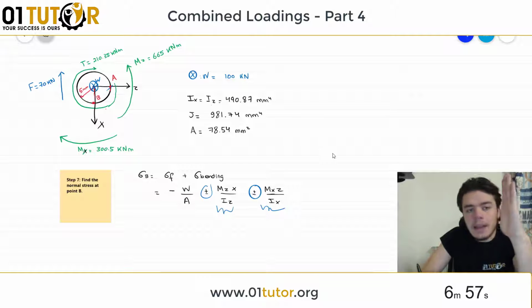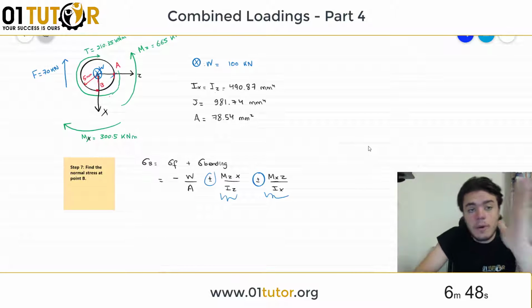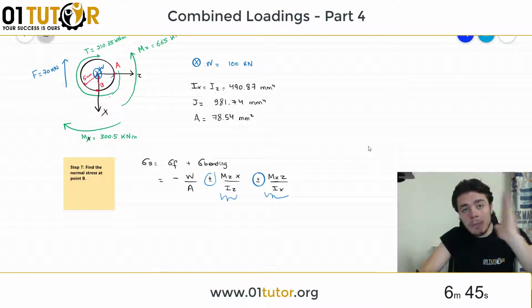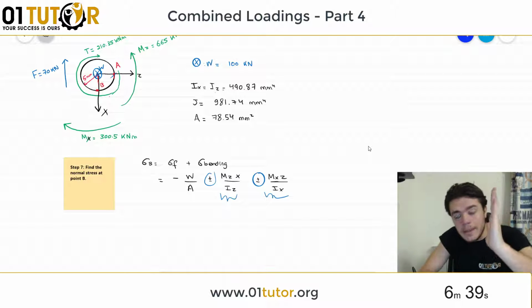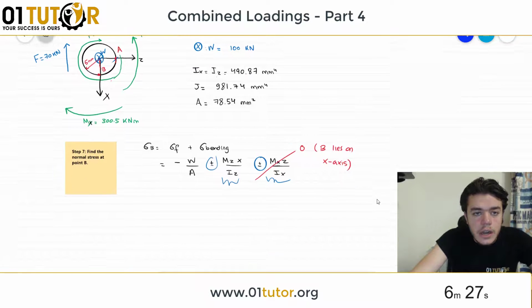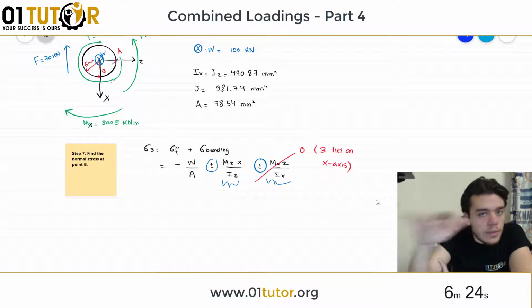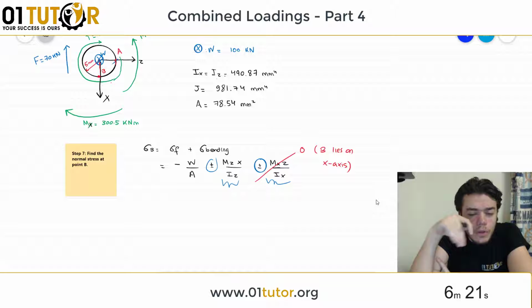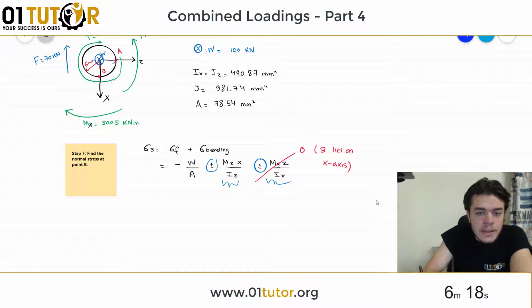Now notice that point B lies on the x-axis, and we said in the previous video that whenever a point lies on an axis, the bending stress about that axis is going to be 0. So since point B lies on the x-axis, this means that Mx over Ix is 0. Why? Because point B lies on the x-axis. Very important. Now, point B doesn't lie on the z-axis, and therefore this term, Mz x over Iz, is not 0.